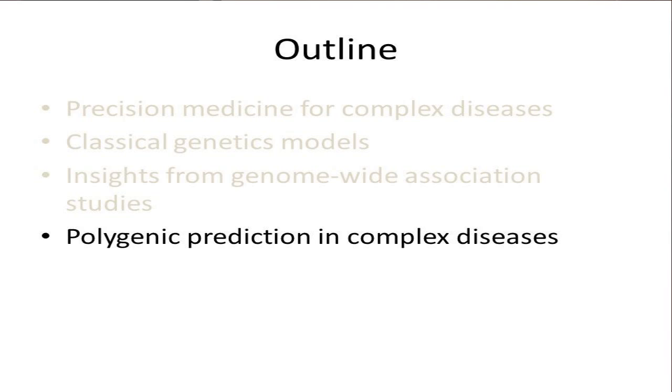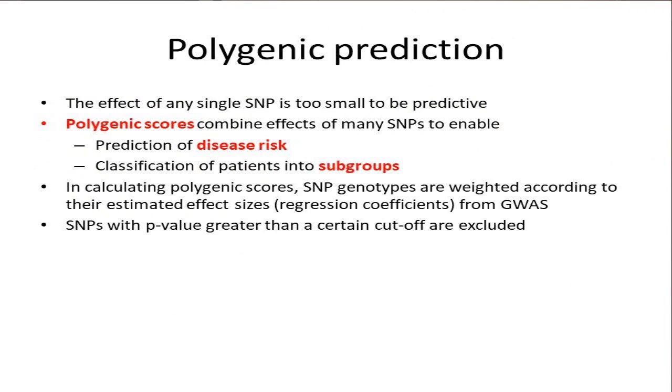So the last part of my talk is on polygenic prediction in complex diseases. Of course, with the effect size being so small, any single SNP is not going to be very useful in prediction. However, if we were to combine the effects of many SNPs into a single score, a polygenic score, then this combined score may be able to predict risk and also may be able to classify or stratify patients into subgroups. In calculating these polygenic scores, the SNP genotypes are weighted according to the estimated effect size, in other words, the regression coefficient from the GWAS. And usually SNPs with a p-value greater than a particular cutoff are excluded; they're regarded as noise, just adding noise and not adding to the information.